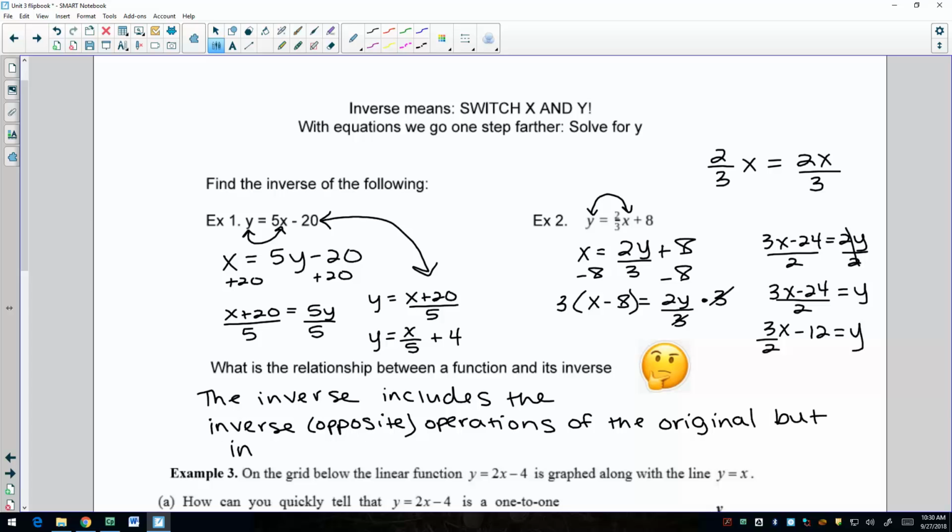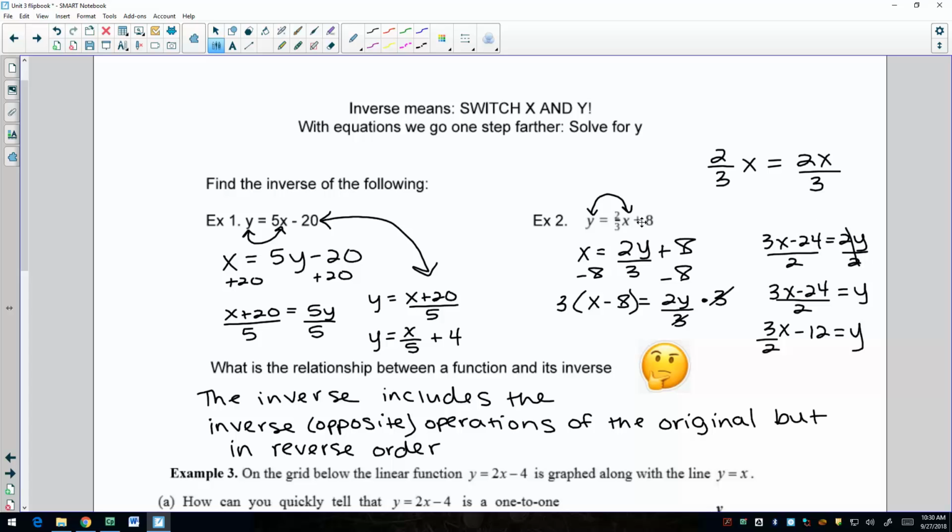So that's very important to see, because that's a quick way to check if you did this right. In the original, I was multiplying by 5 and subtracting 20, so I should be doing the opposite in my inverse. The opposite of multiplying is dividing. The opposite of adding or subtracting is adding.